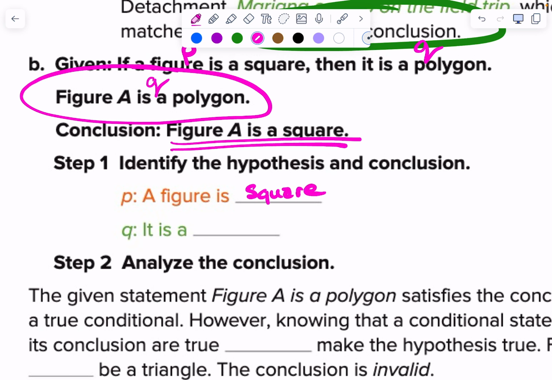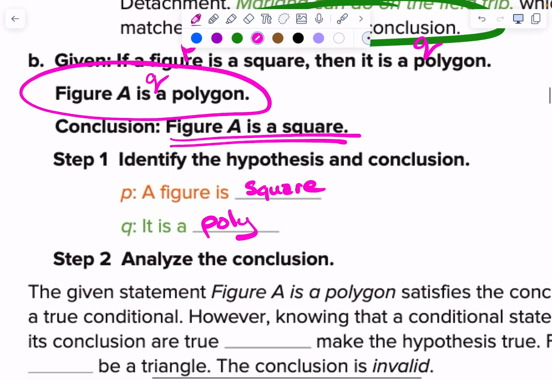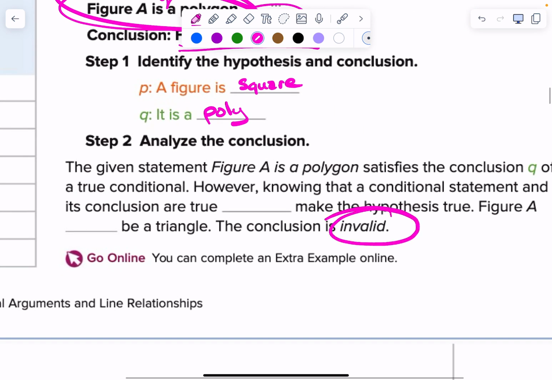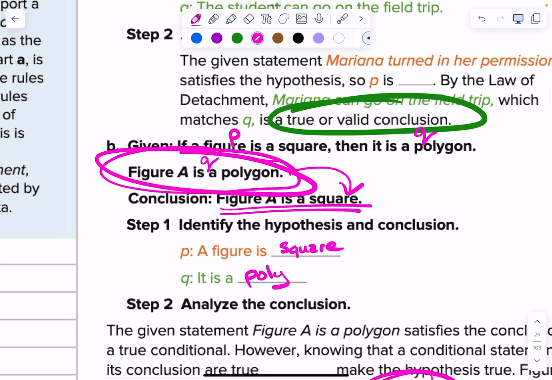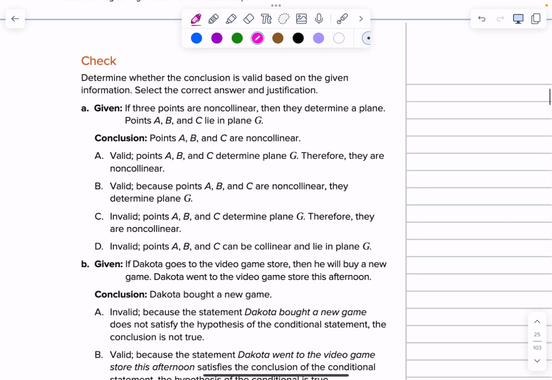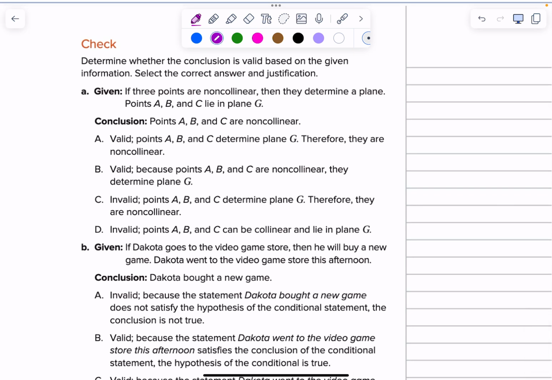The hypothesis: a figure is a square. Then it is a polygon. Analyze the conclusion. They did say it's a polygon, which doesn't necessarily mean it's a square. So valid or invalid? Invalid. It's got to go PQ, PQ in that order for it to be valid. But it could be figure A is a polygon, that could be the P. But the original given statement has to be true, and then the follow-up has to be true in order for it to be valid. That's the law of detachment. PQ, PQ. Got it? Let's do a check because we're confused about this.